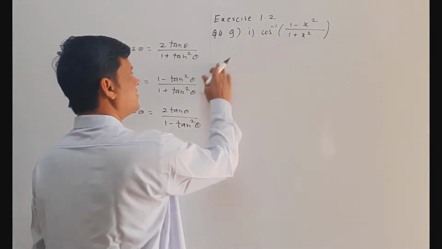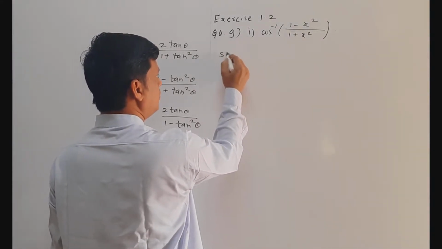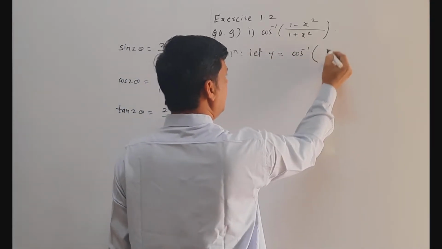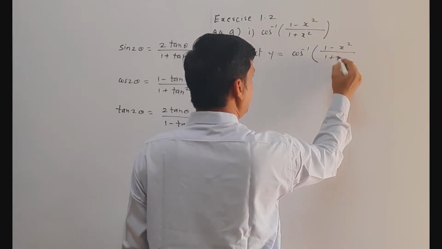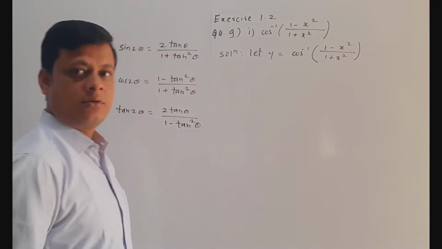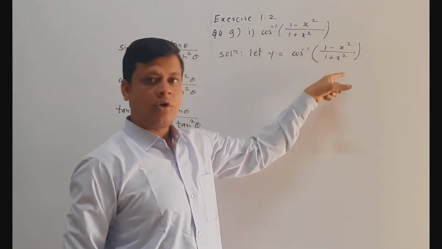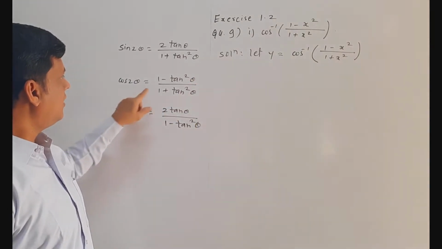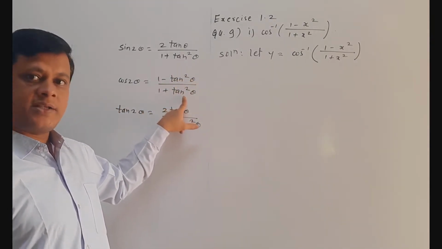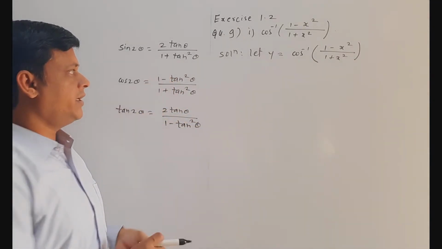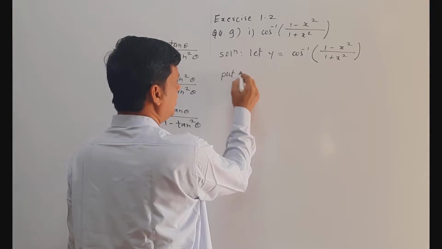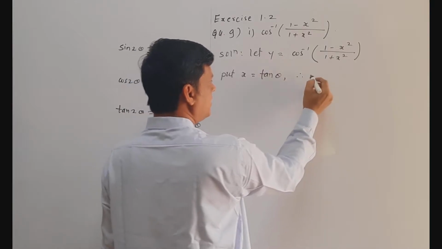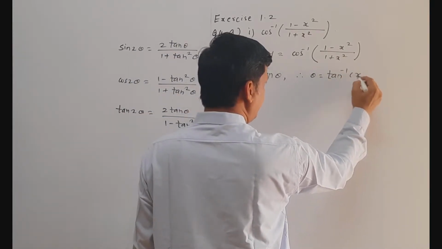So for that we substitute x is equal to tan theta. Write in solution, let y is equal to cos inverse of 1 minus x square upon 1 plus x square. For reducing this bracket in terms of cos, we substitute x is equal to tan theta, so as to get 1 minus tan square theta upon 1 plus tan square theta, then we replace this by cos 2 theta. Therefore, theta is equal to tan inverse of x.